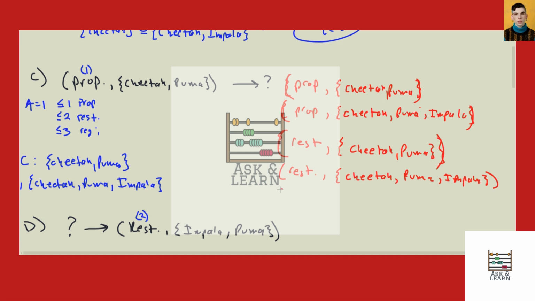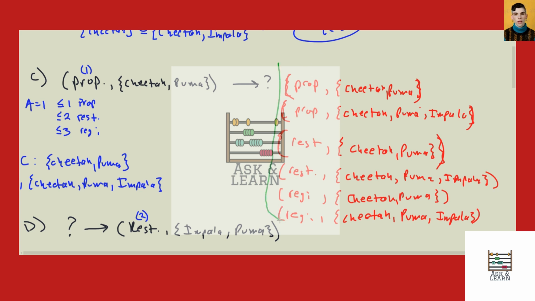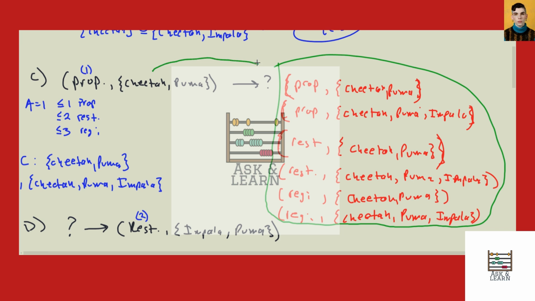And then the last class, registered. So then we'd have, again, Cheetah, Puma. And then we'd also have registered Cheetah, Puma, Impala. All right, so these are going to be all of the classes that proprietary Cheetah Puma can pass information to.